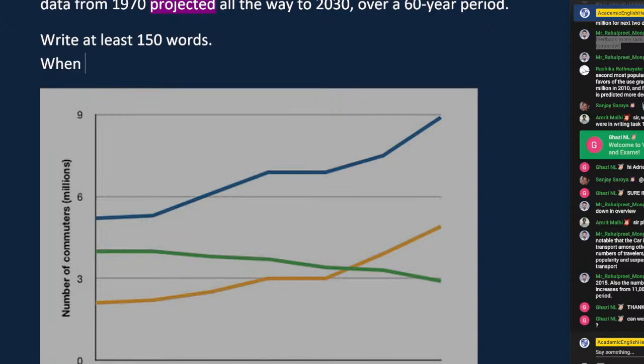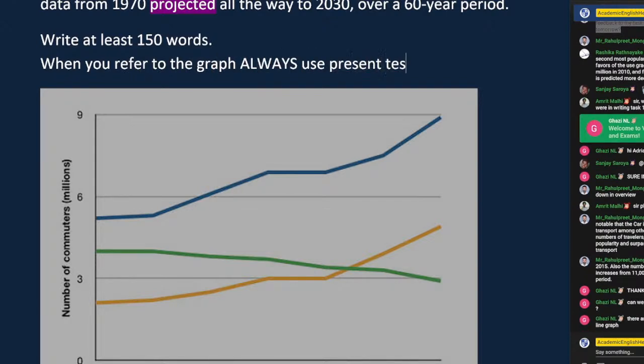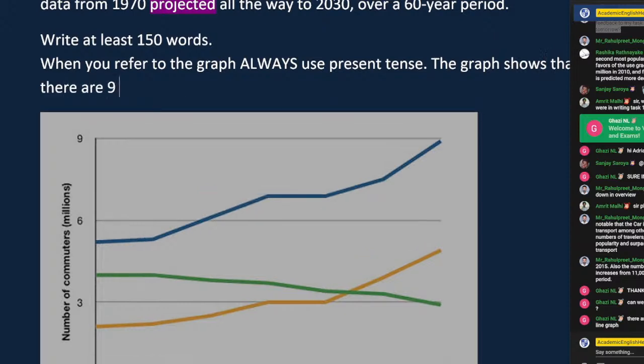When you refer to the graph, always use present tense. I'll show you an example. The graph shows that there are 9 million people expected to use cars. This is passive, that's why I'm using expected, because it's passive voice, right? Expected by the people doing the survey. Expected to use the cars in 2030.